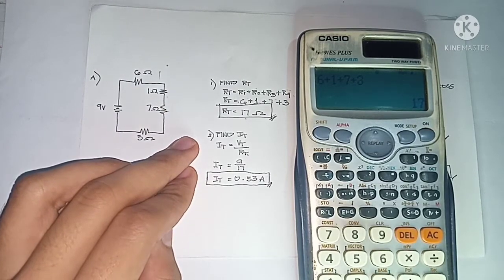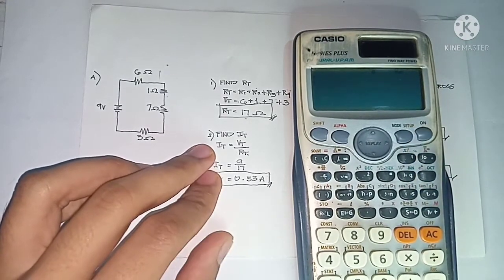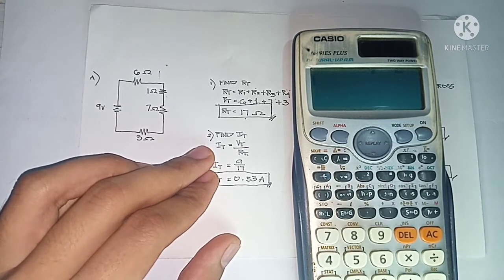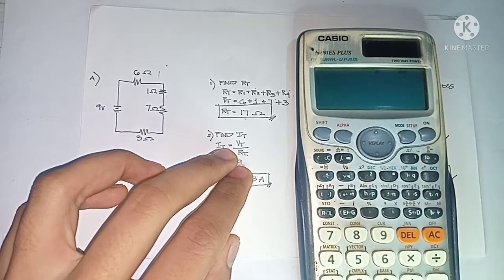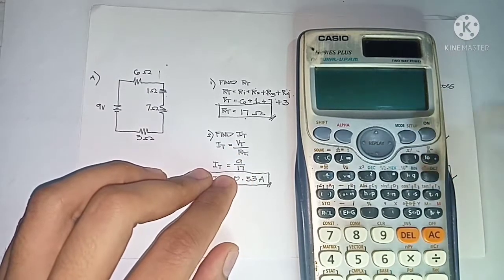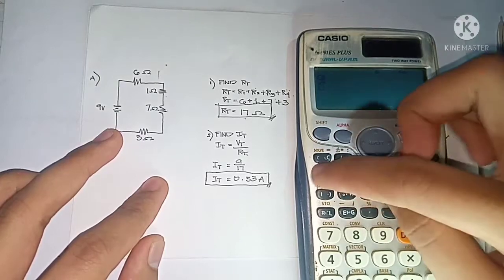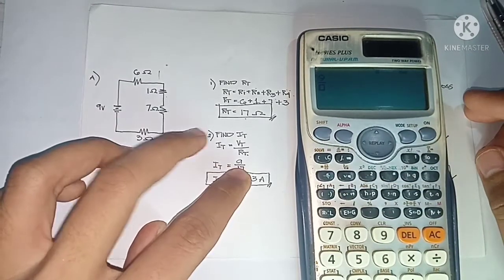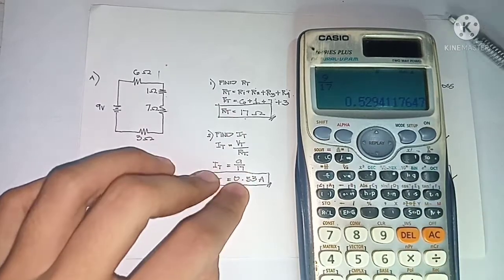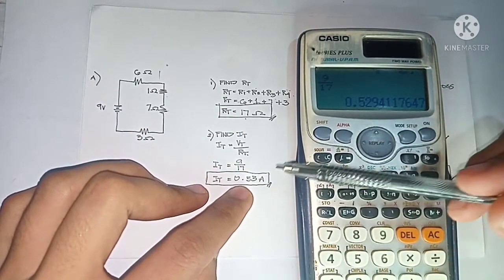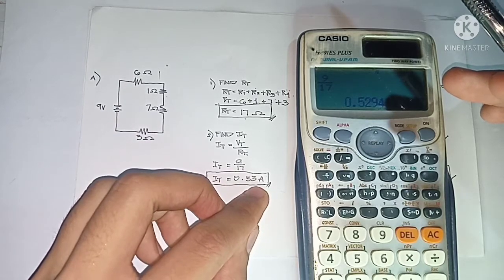Now let's proceed to question number 2. Find the current total. So in finding the current total in a series circuit, you must use the formula: current total is equal to voltage total over resistance total. So the voltage total is 9 volts all over the total resistance, which is 17 ohms. Now you get 0.53 amperes. The current total in the series circuit problem is equal to 0.53 amperes.